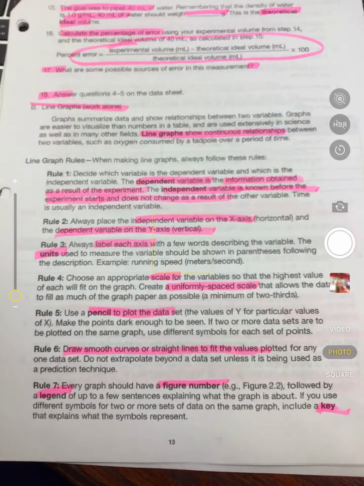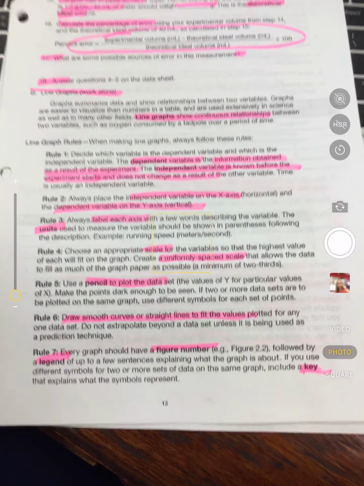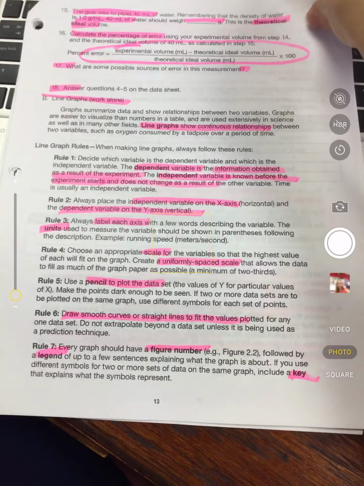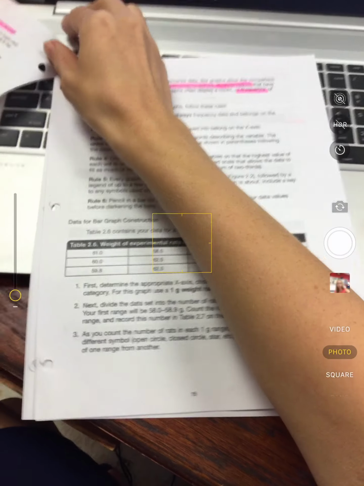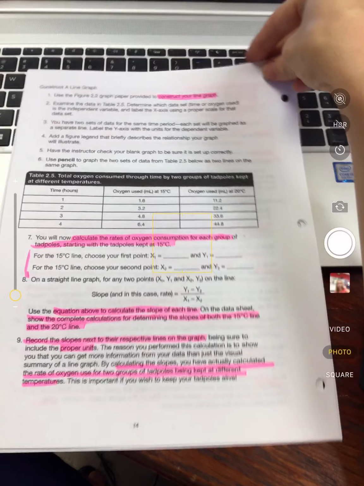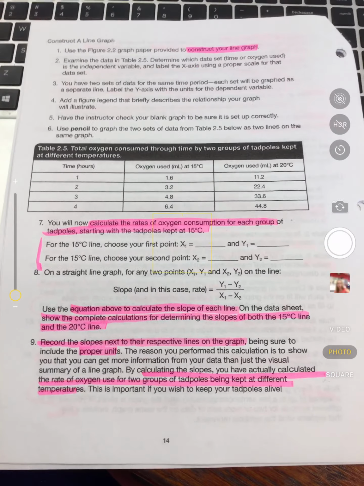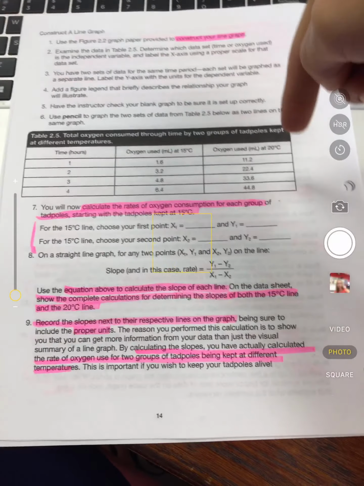Then you have questions 4 to 5 to answer on the data sheet. You'll make 2 graphs. That'll be done in your own time as part of your lab report. And it walks you through how to do that, those 7 rules. I did not provide graph paper, but I will give you some in class if you need it when you come to class on Monday or Thursday. And then it tells you to construct your line graph, and you'll use this data to do so.